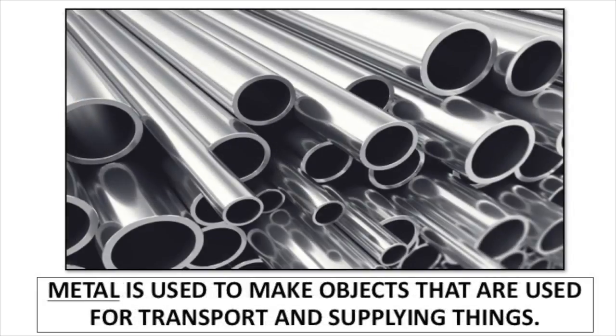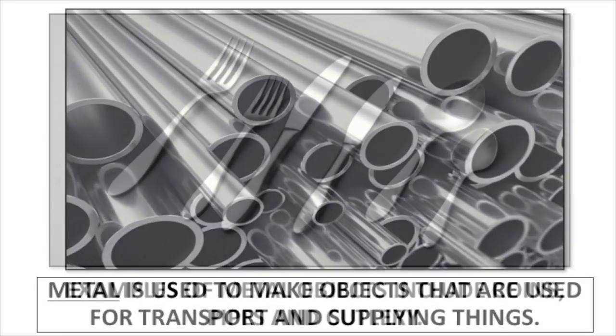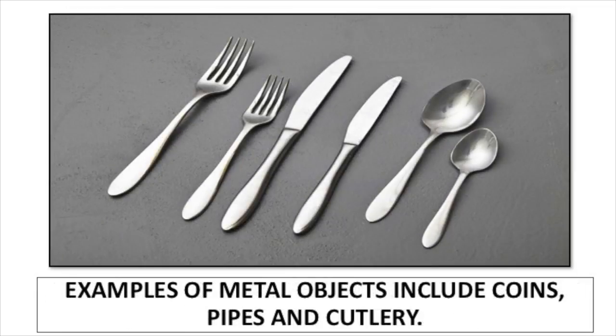Metal is used to make objects that are used for transport and supplying things. Yes, metal is a material used very much in transport, especially the railway. When you see a train traveling, look at the track that the train is traveling on, and it's made of metal, the train tracks. Examples of metal objects include coins, pipes, and cutlery.